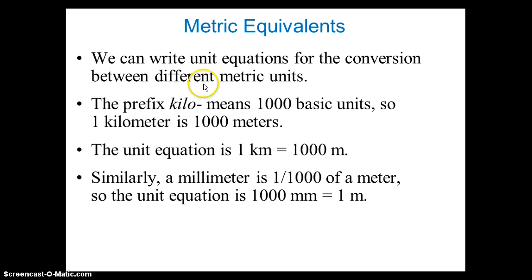Okay, so we can write unit equations for the conversion between different metric units. The prefix kilo means 1000 basic units. So 1 kilometer is 1000 meters. The unit equation is 1 kilometer equals 1000 meters. Similarly, a millimeter is 1/1000th of a meter. So the unit equation is 1000 millimeters equals 1 meter.